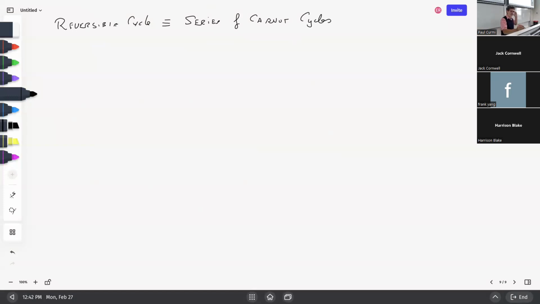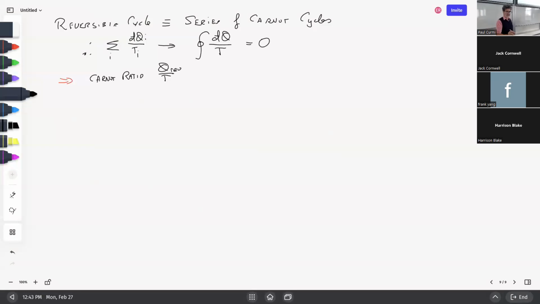Okay. So I can write either that sigma i d bar qi on ti, but then I take the limit of that and I get an integral of d bar q on t is equal to 0. Okay, so this is a state parameter. I can say Carnot ratio, Q reversible on T, behaves like a state parameter.